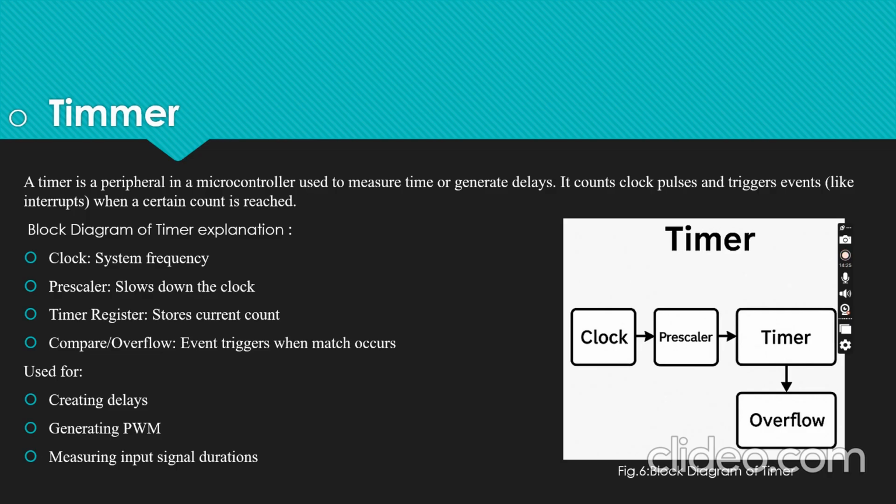When a certain count is reached, an event is triggered. The block diagram of a timer has a clock, prescaler, timer, compare, and overflow. The prescaler only slows down the clock: if the clock speed is very high, it reduces it and sends it to the timer. The timer then sends to the overflow. It is used for creating delays, generating PWM, and measuring input signals.